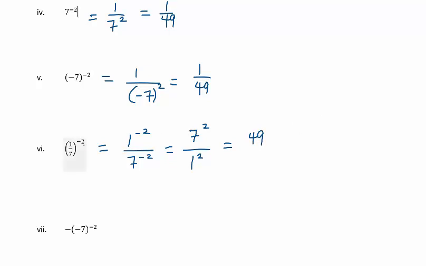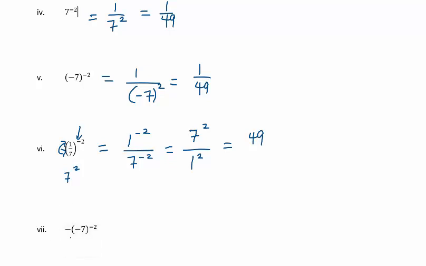The other way is to just take the negative exponent into account first, and then flip this fraction, take the reciprocal, and you just get 7 to the second, and that is also 49.